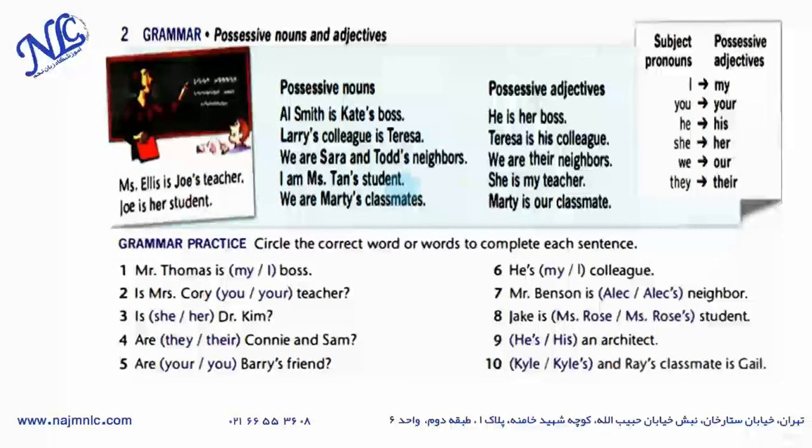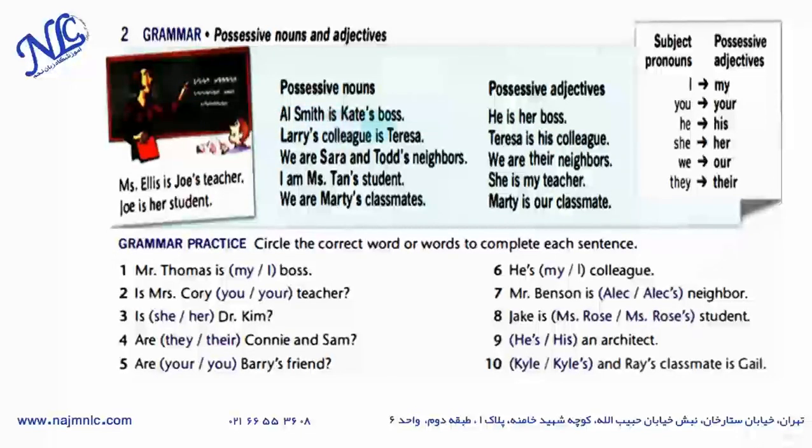I am Miss Tan's student. We are Marty's classmates. Now look at the possessive adjectives. Actually, here we have subject pronouns and possessive adjectives. I is the subject pronoun. The possessive adjective is my, you, your, he, his, she, her, we, our, they, their.